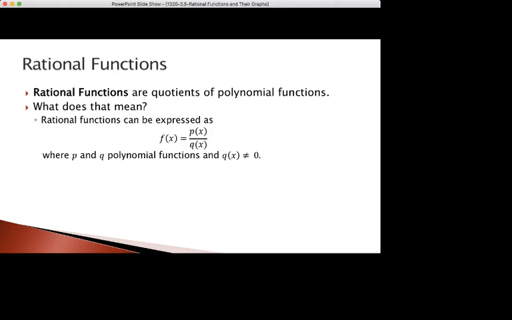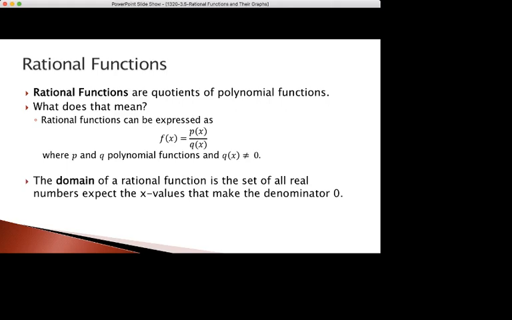Now, why can't we have q of x equal to 0? Because if it was equal to 0, then at some point we're going to have something that's not 0 divided by something that is 0. And as we all know, you can't divide by 0, so we need to have this condition in here to prevent us from dividing by 0.